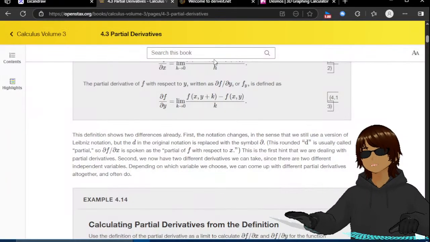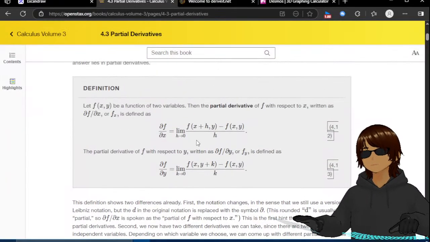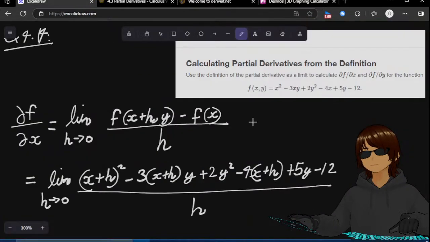I don't think this is correct. Do we just differentiate all the x part? So x squared will become 2x. This will become minus 4, and then what will happen to this though? I think it will just remain 3y, maybe.